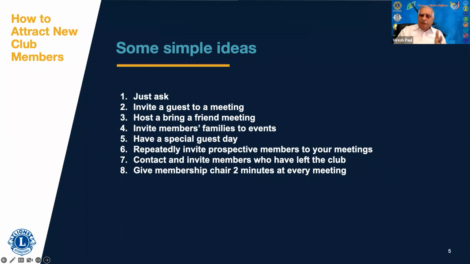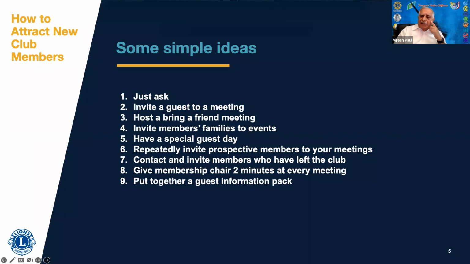Every club should have a membership chairperson. Ask your president to put an agenda item, give at least 2 minutes to your club chairman to speak about membership. So that is another one of those simple ideas, which if applied consistently, will bring you new members.